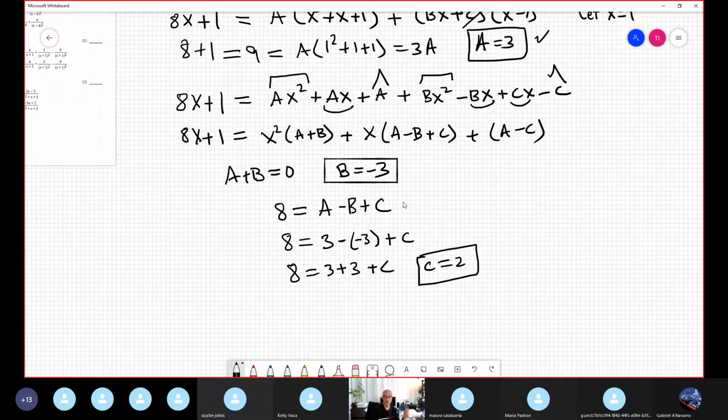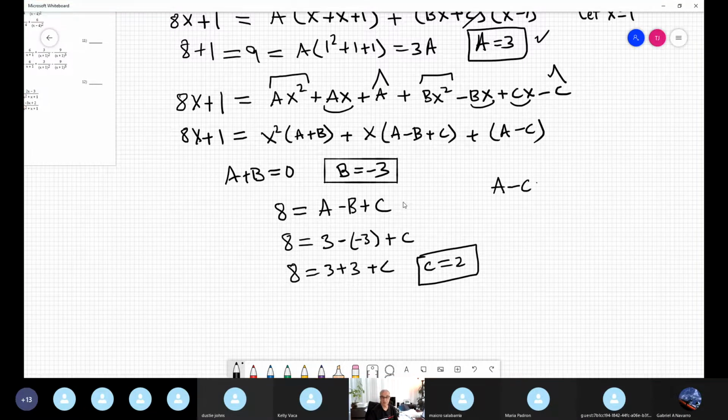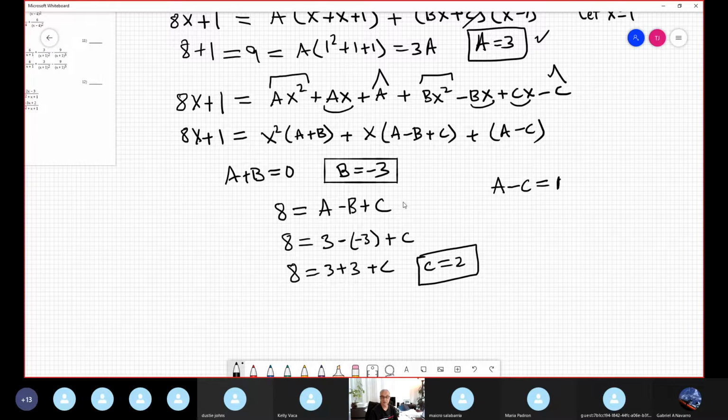I do not recommend the traditional way to evaluate because it's complex. So you separate the polynomial into parts and compare the polynomial on the left and the polynomial on the right. Finally, A minus C is 1. That's the last one. Look, A minus C is 1. This is equal to this.